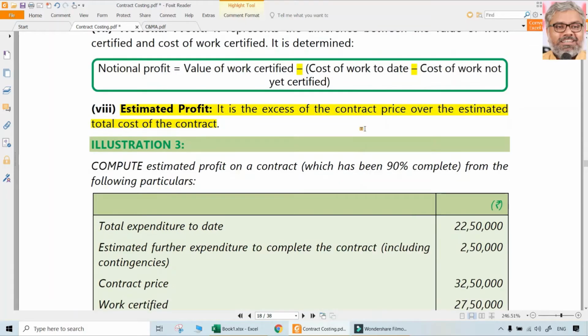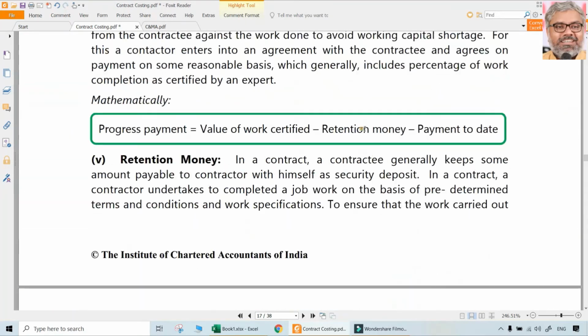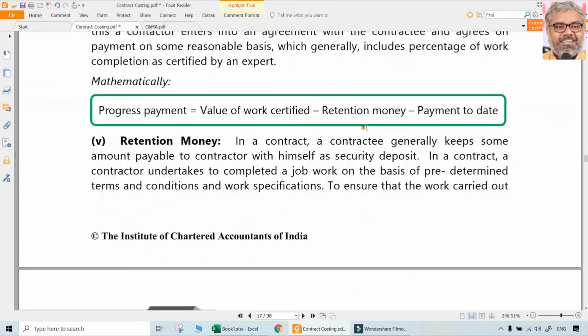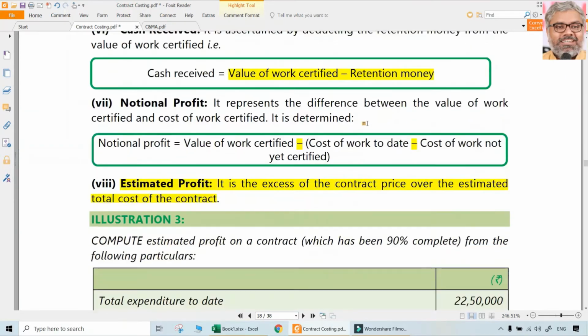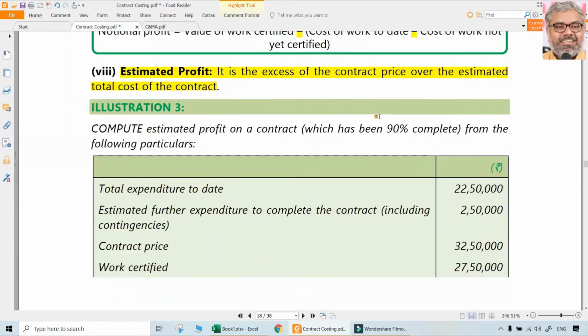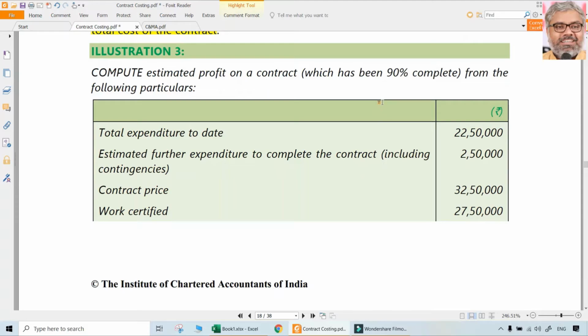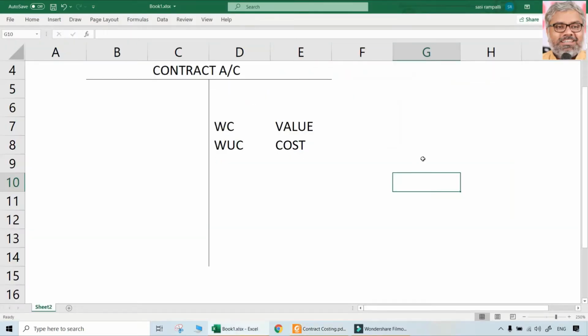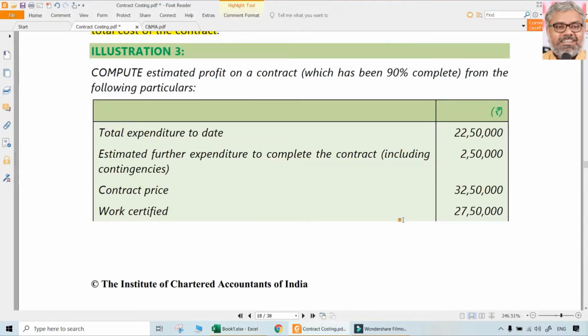AS 7 has a similar logic, understanding, concept, everything will be similar. But the point is AS 7 tells us about the revenue recognition from the contracts, which we are not doing here. We are only calculating two things. One, notional profit normally. Second, in some cases, if data related to future is also given, then maybe estimated profit can also be computed. That is the scope of this contract costing in a nutshell.